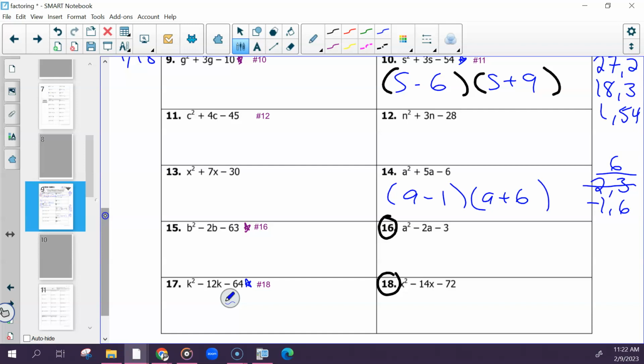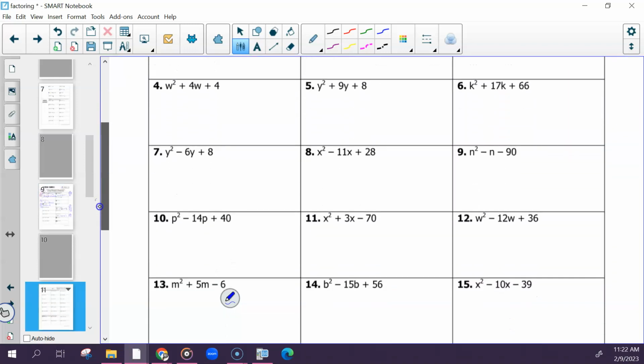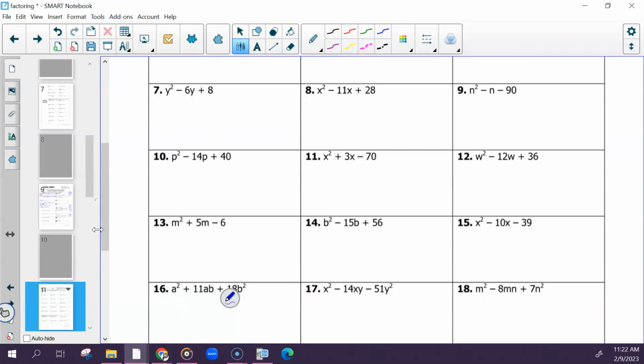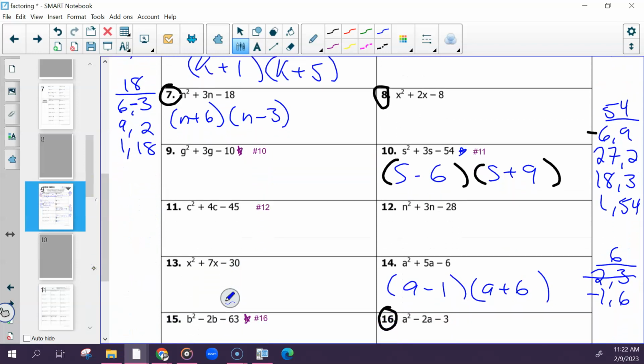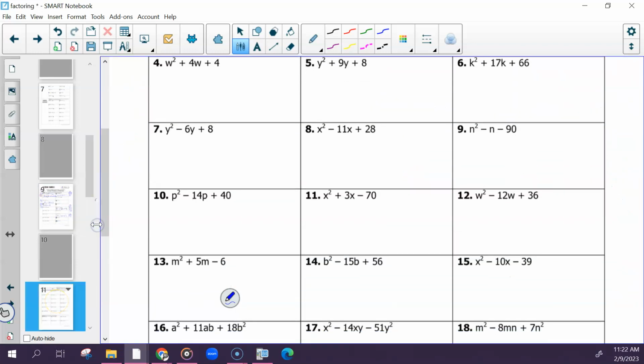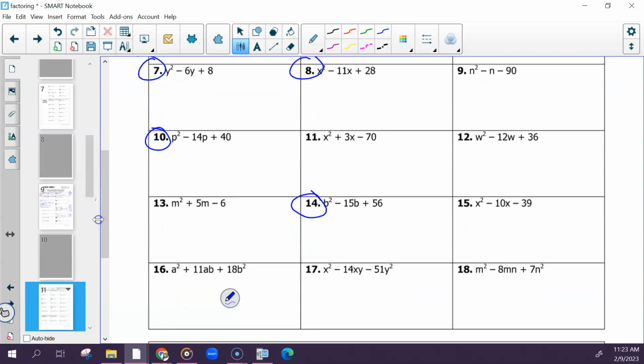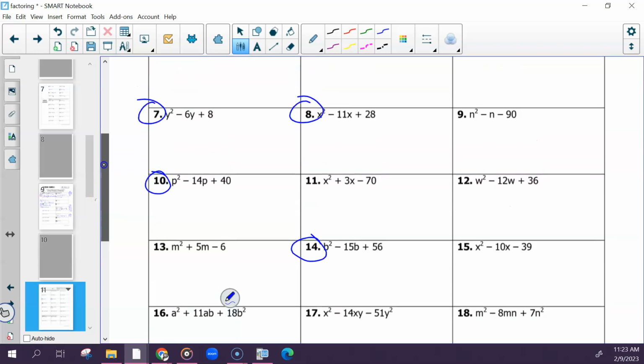We're going to do some on the back before we come back to this last section. So turn it over. And then, so we were doing some that had plus plus, some that had plus minus. Now we're going to look for some that have minus plus. Of those, which ones would we like to see, go over, try?